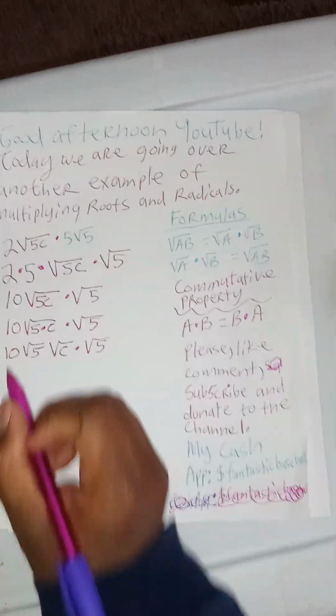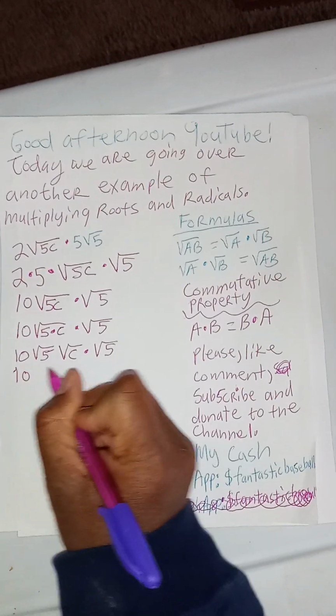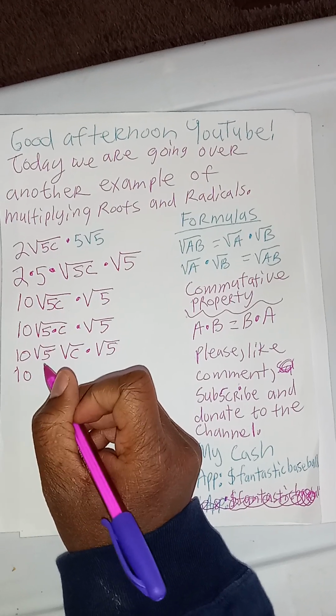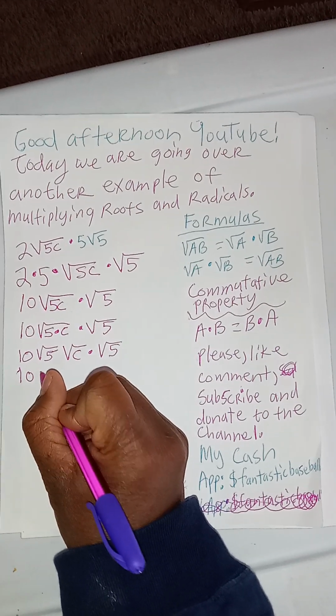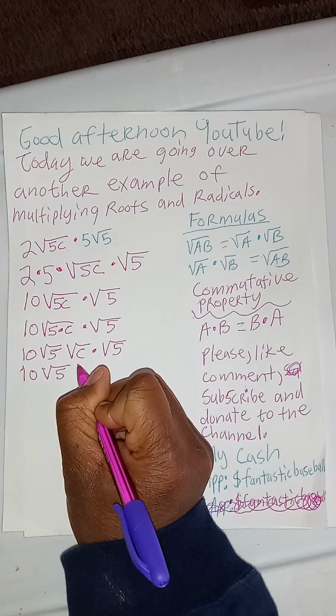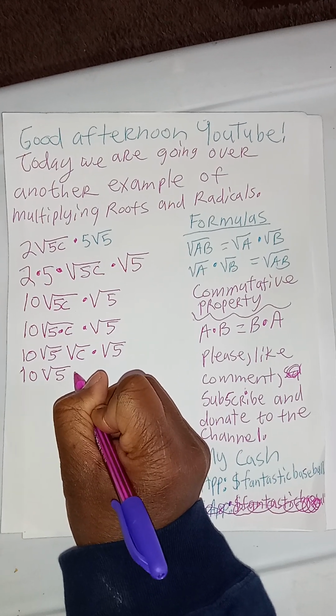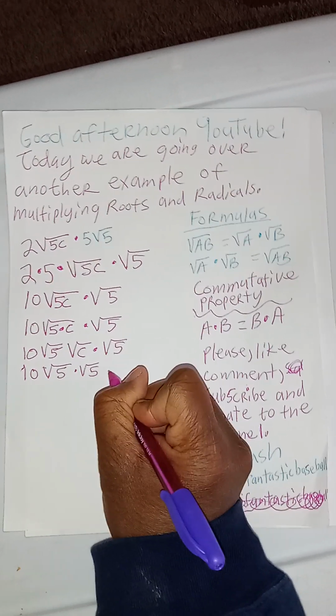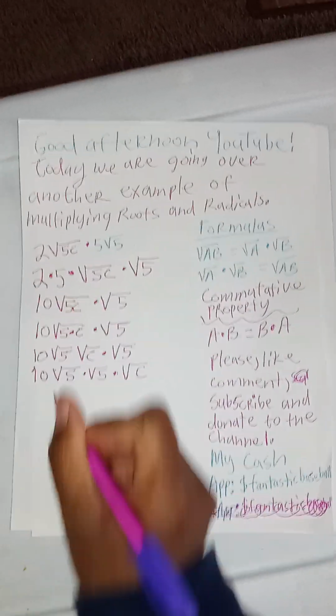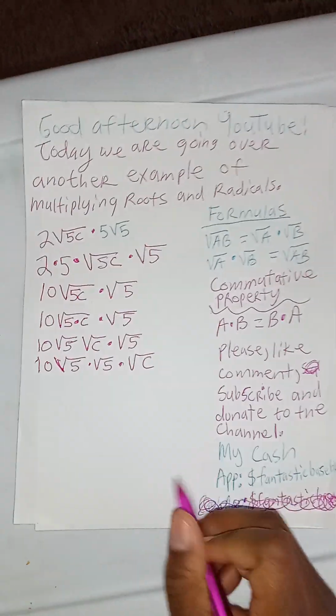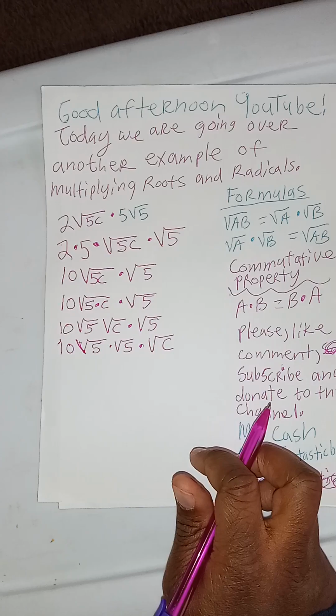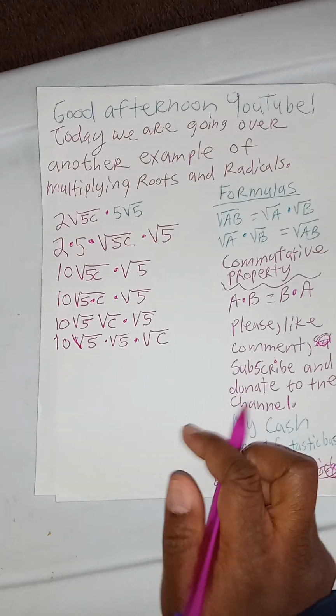Now let's rotate this again. 10 square root of 5 times square root of 5 times square root of c. So 10 times square root of 5 times square root of 5 times square root of c.